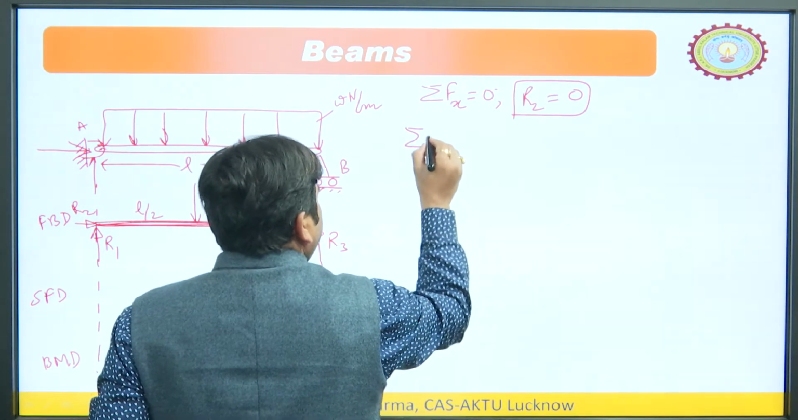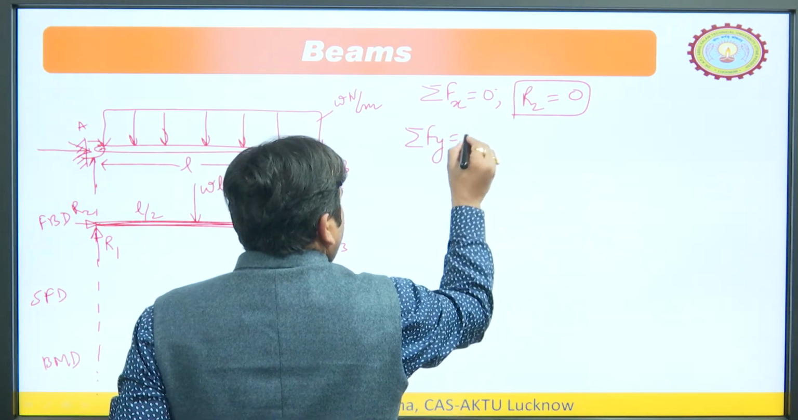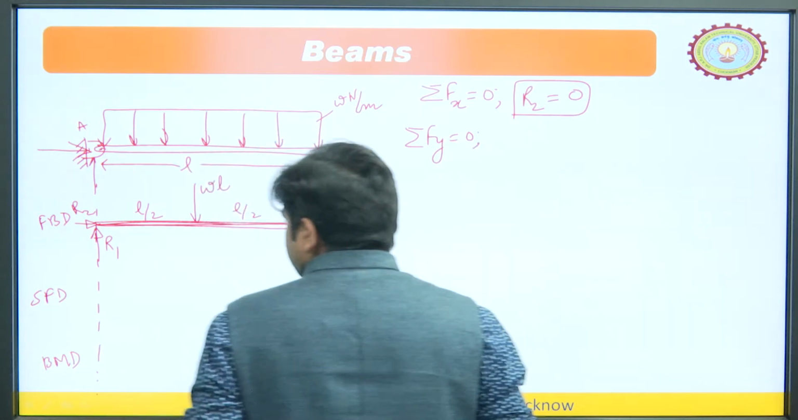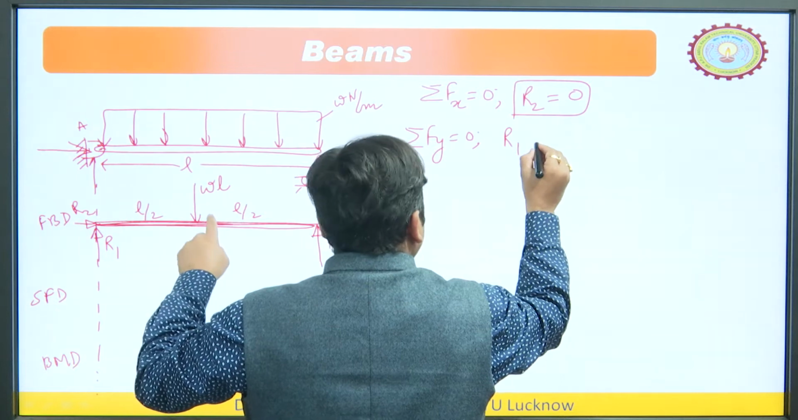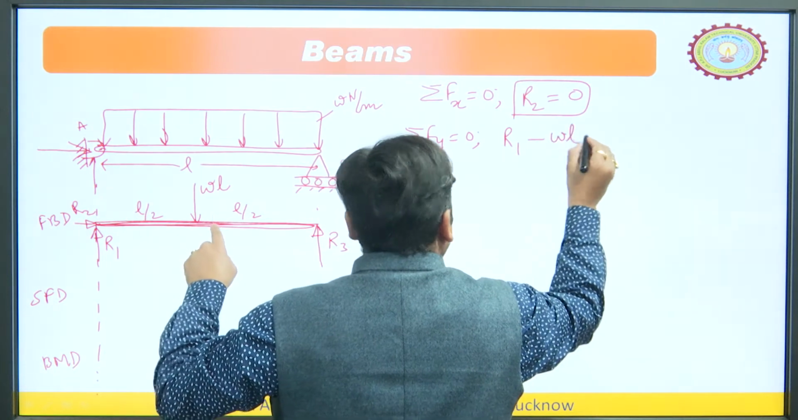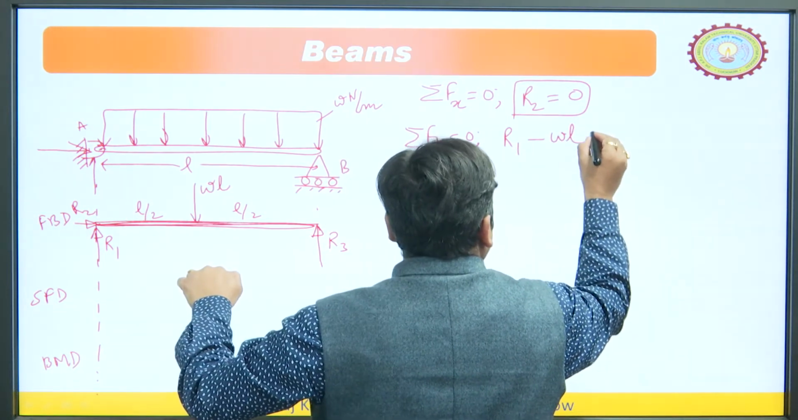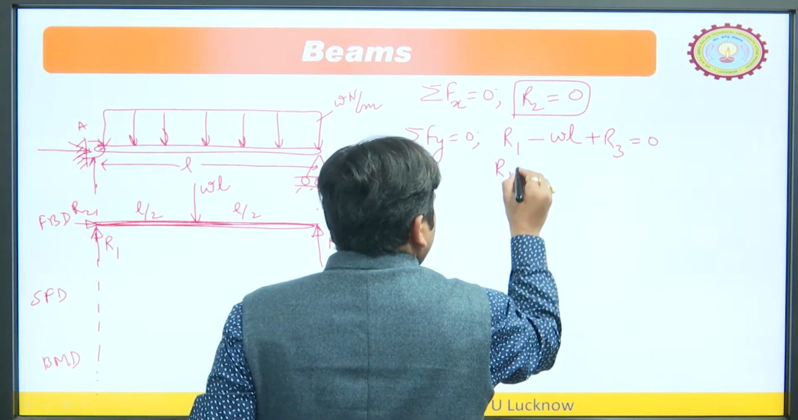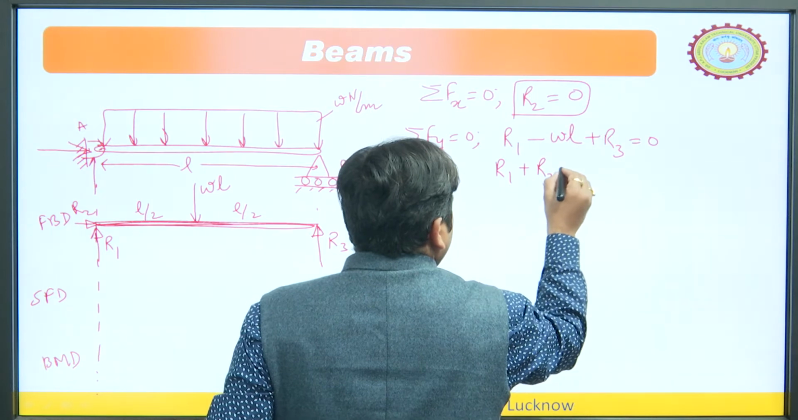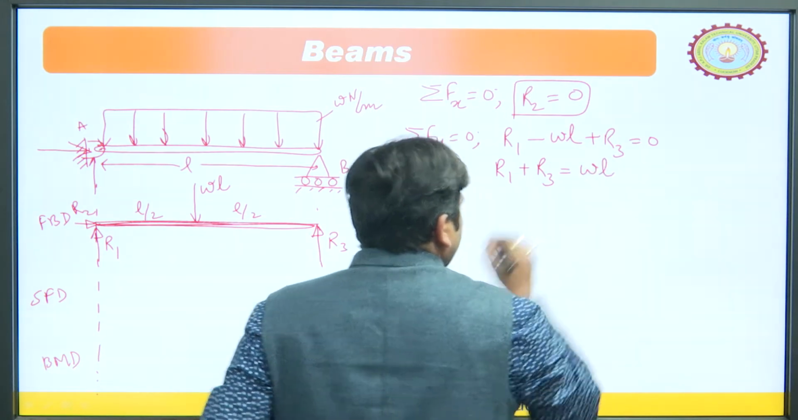Now, another equation is sigma F y equals 0. If we use this, sigma F y means R 1 vertical minus W L, negative downward, plus R 3 equals 0. So, what equation will you get? R 1 plus R 3 equals W L.